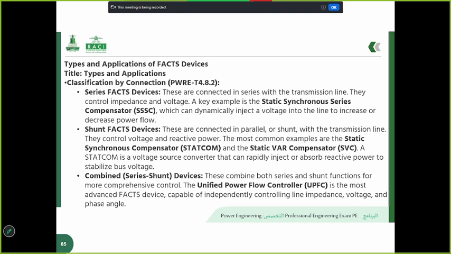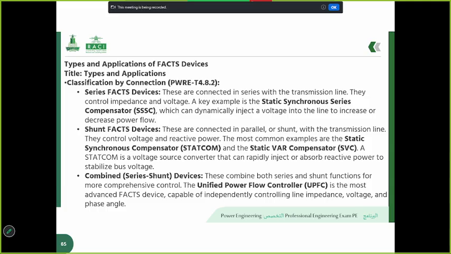Shunt FACTS devices are connected in parallel, or shunt, with the transmission line. Their primary role is to control the bus voltage by dynamically injecting or absorbing reactive power. The two most common examples are the static var compensator, or SVC, and the static synchronous compensator, or STATCOM.